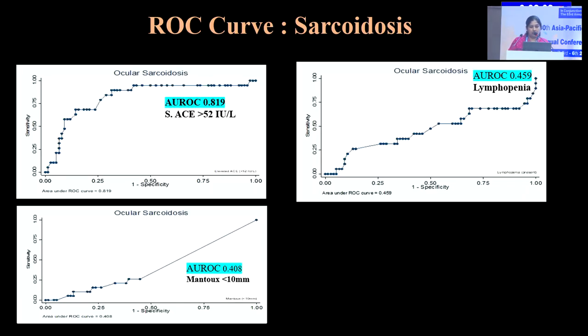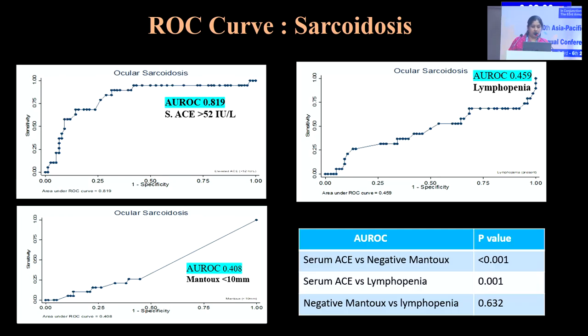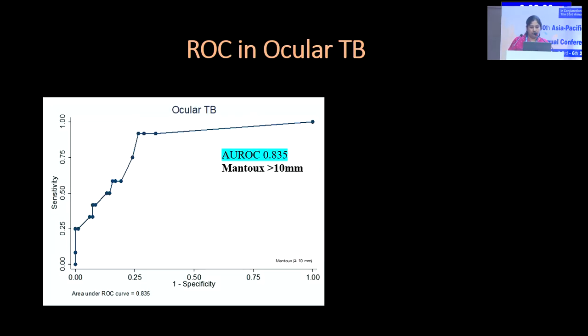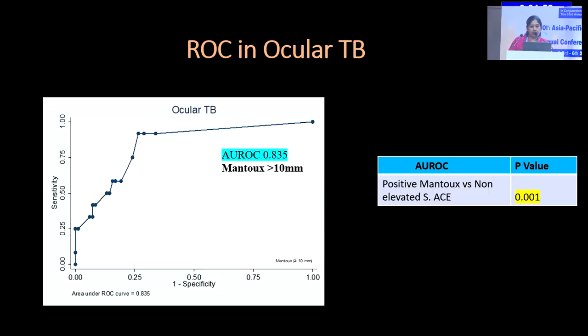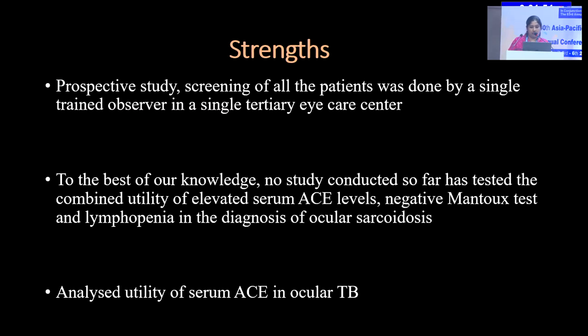The ROC curve for sarcoidosis for serum ACE was 0.819 and was statistically significant and better compared to that of negative MAN2 and lymphopenia. And for ocular TB, the positive MAN2 had an AUROC of 0.835, which was significant.